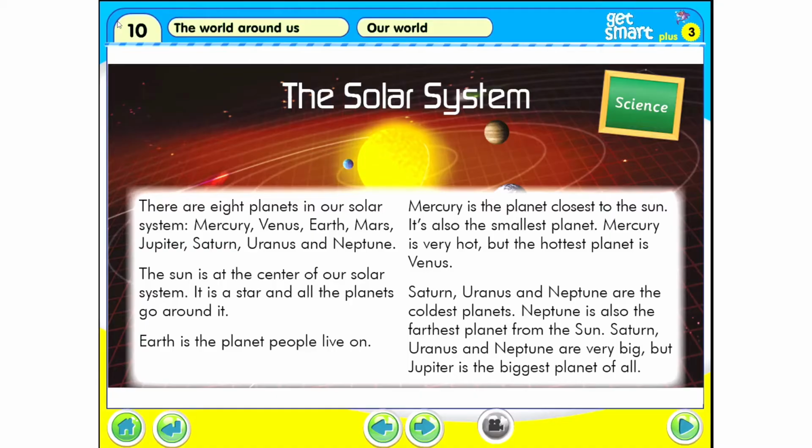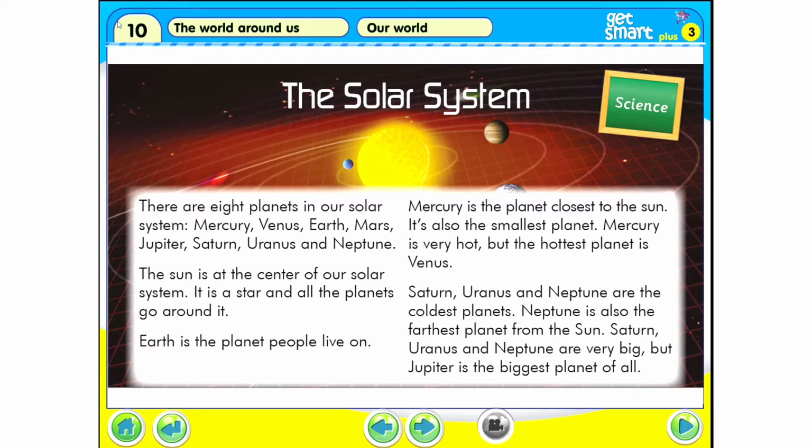The solar system. There are 8 planets in our solar system: Mercury, Venus, Earth, Mars, Jupiter, Saturn, Uranus, and Neptune. The Sun is at the center of our solar system. It is a star, and all the planets go around it. Earth is the planet people live on.